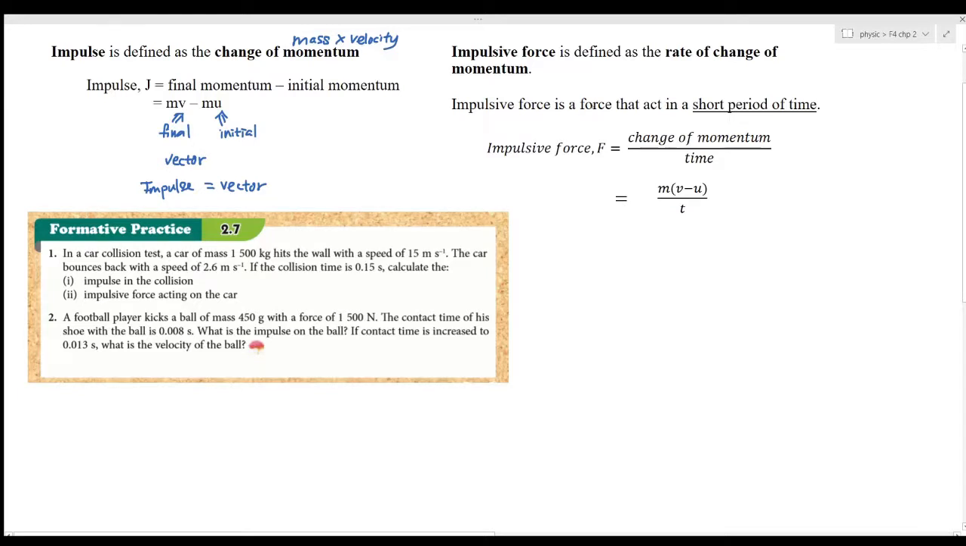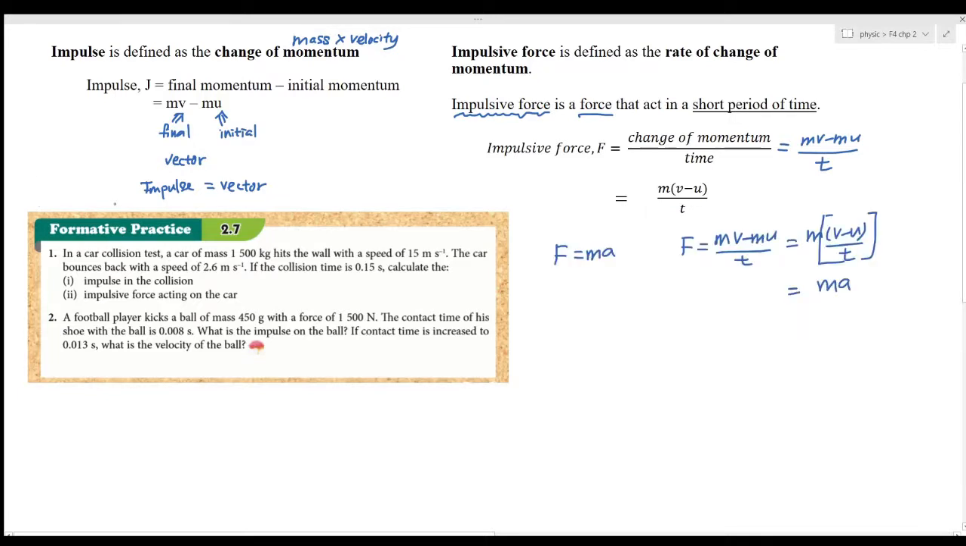Impulsive force is just a force that acts in a short period of time. So it's nothing special. It's just a term. When we talk about the impulsive force, we refer to the force that acts in a short period of time, normally like during a collision, in an impact. So impulsive force we can calculate by using the change of momentum over time, per the time taken. So it's mv, the change of momentum, per the time taken. This is the formula for the impulsive force.